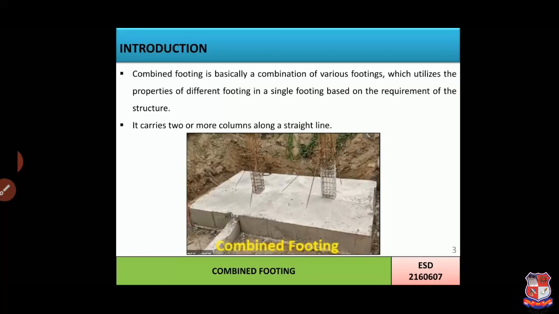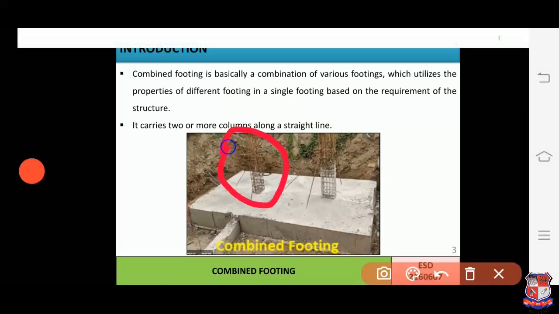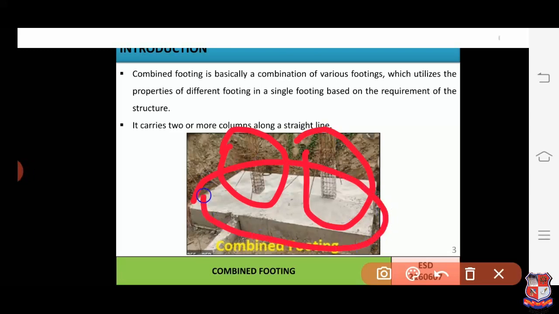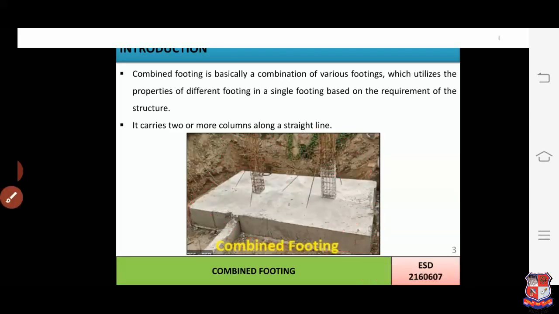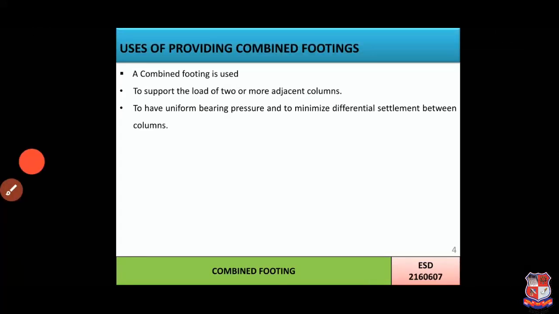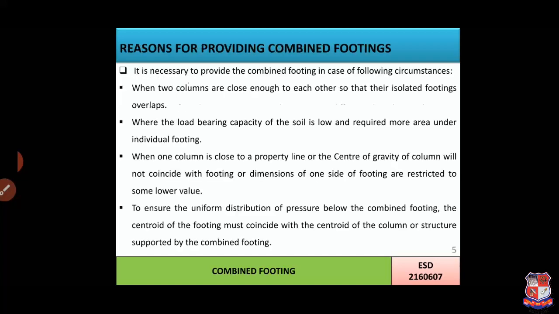It carries two or more columns along a straight line. Over here you can see that two different columns are there which are provided along a footing. So this is our combined footing. Okay. Now next, uses of providing combined footing. A combined footing is used to support the load of two or more adjacent columns, as we have shown in the previous slide, and second, to have uniform bearing pressure and to minimize differential settlements between the columns.